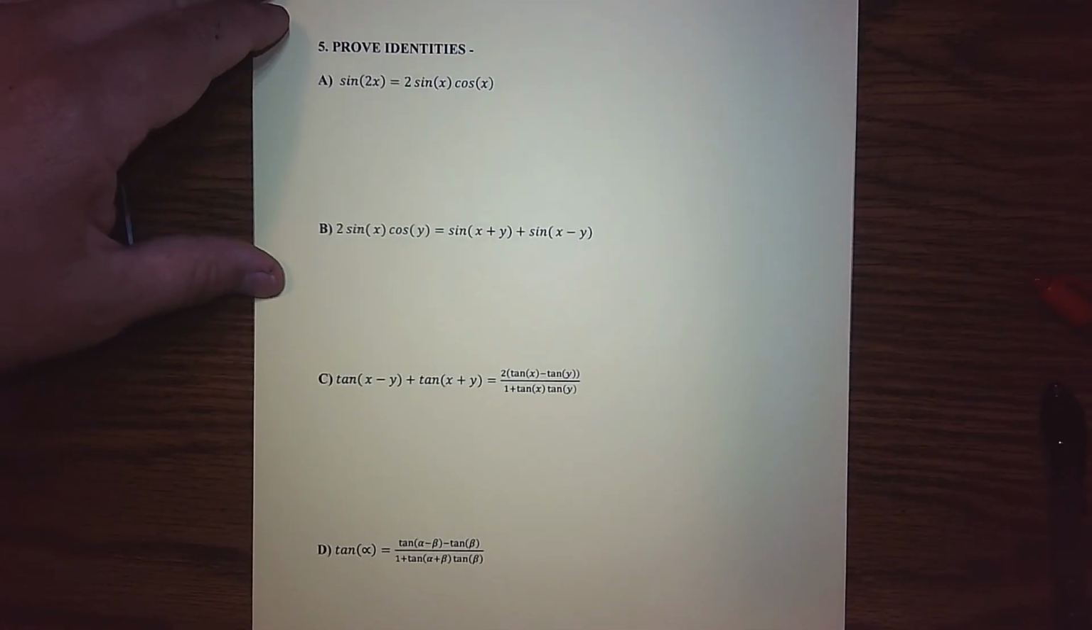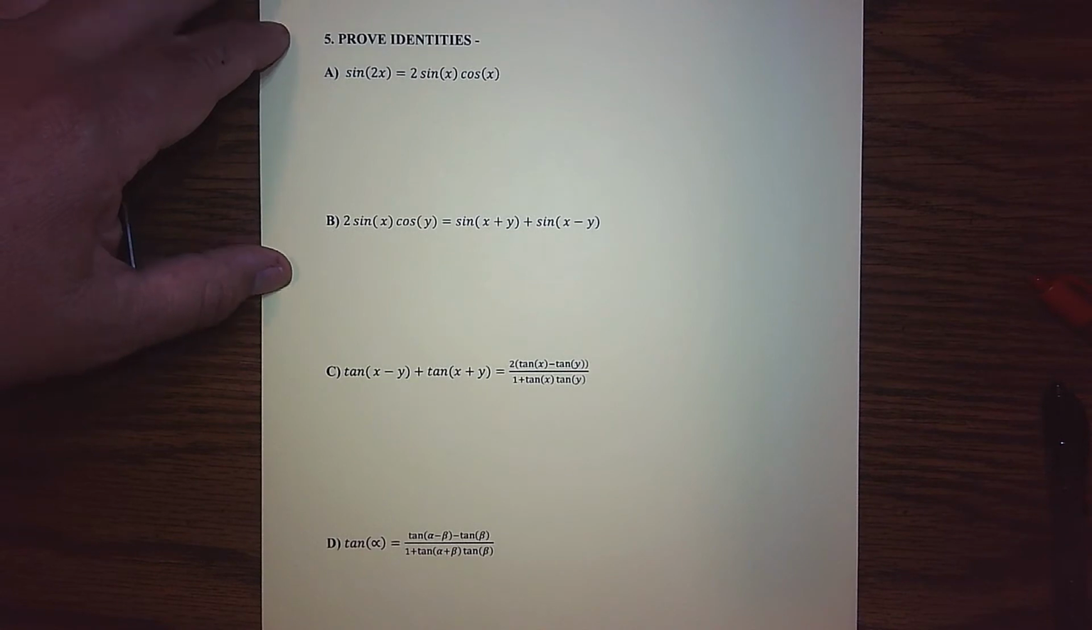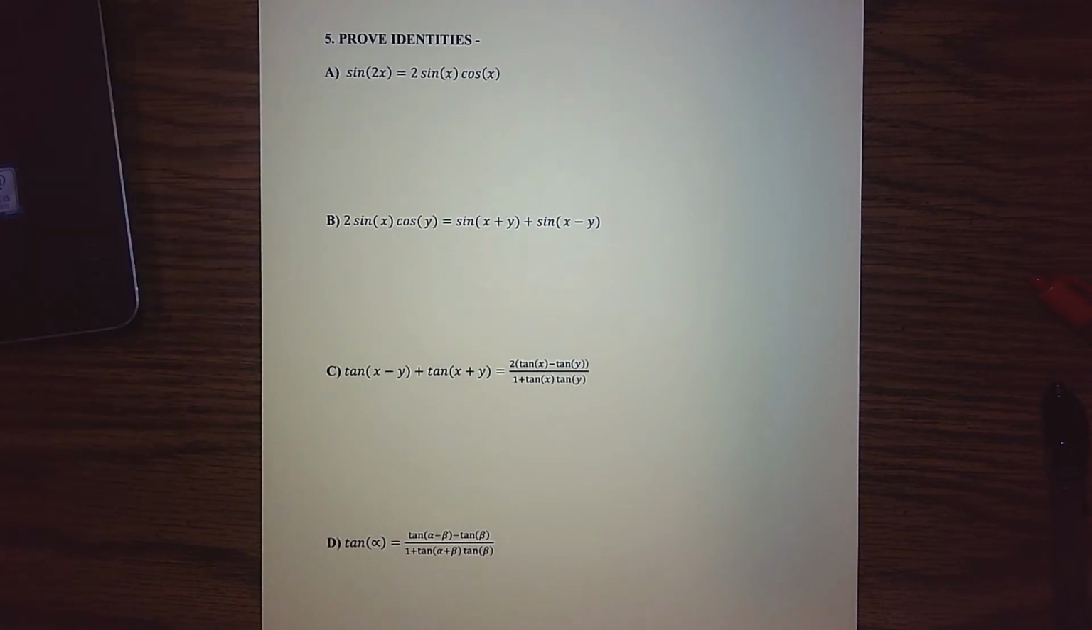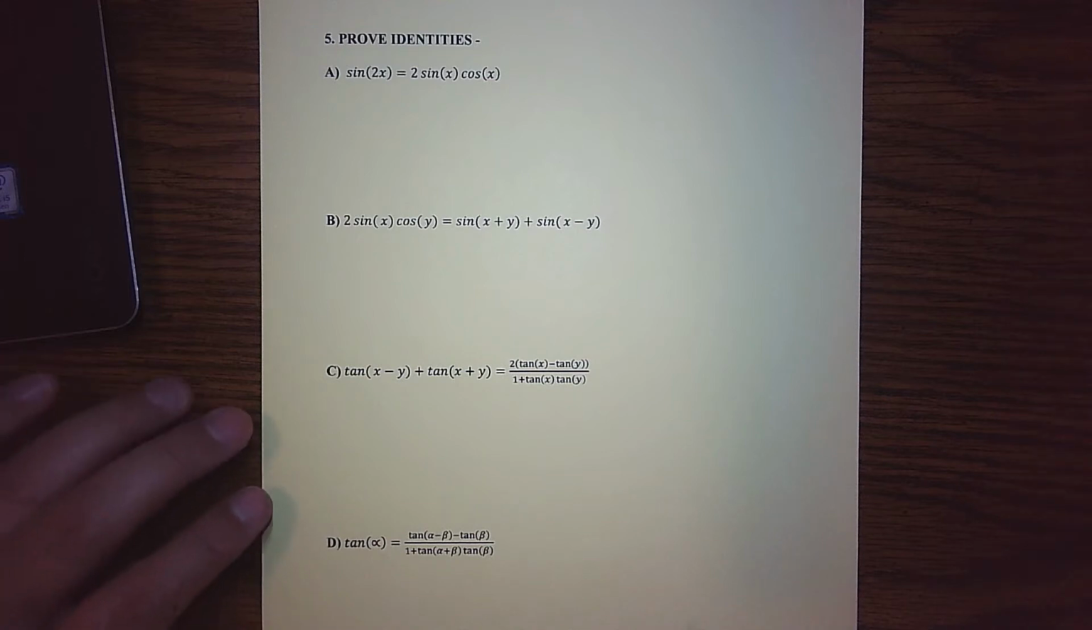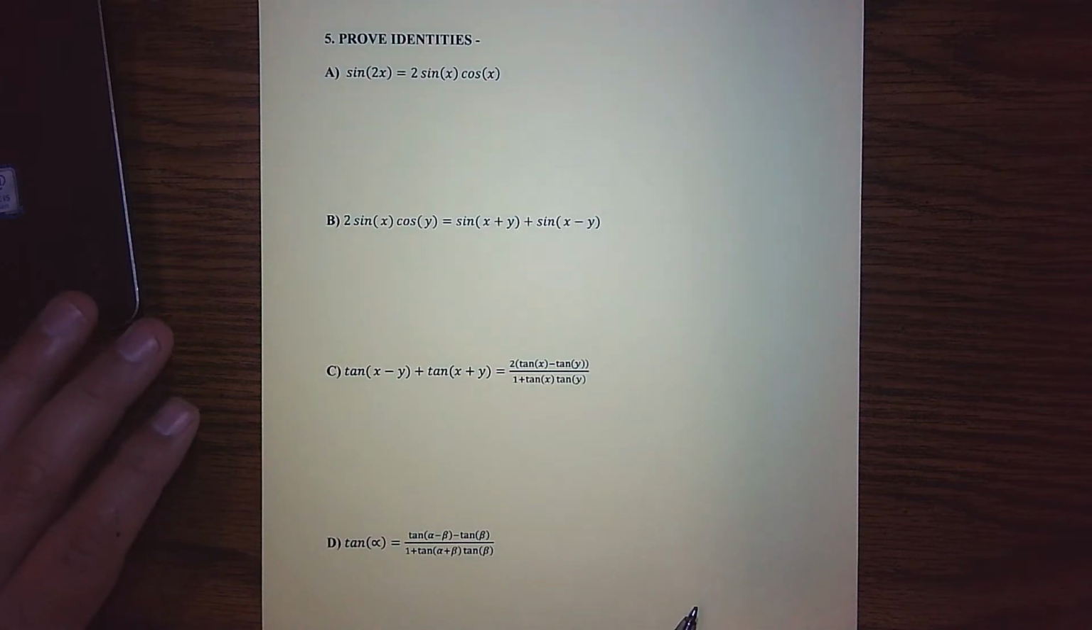Okay, so now that we have done some simplification, let's go ahead and prove identities, which is essentially the same thing. We just know where we're heading. So for these four, we're just going to look at opportunities to use our sum and difference formulas or identities to help get the job done.